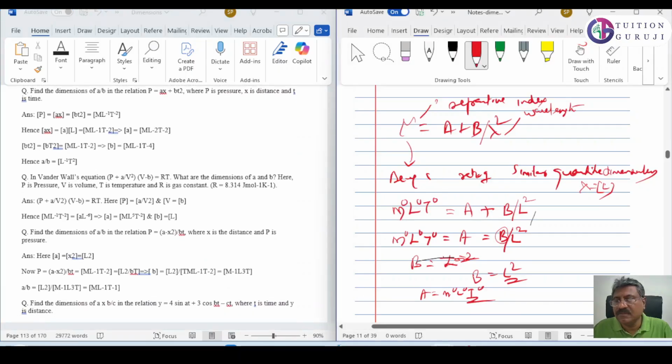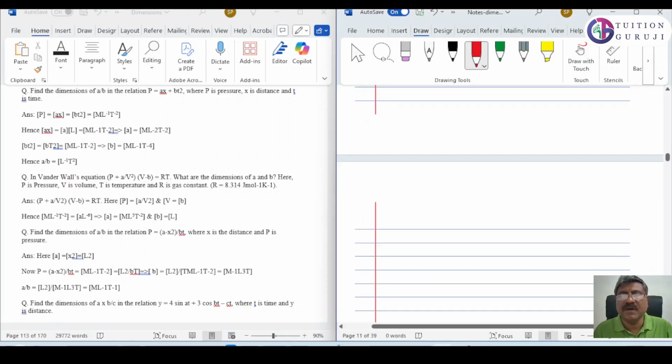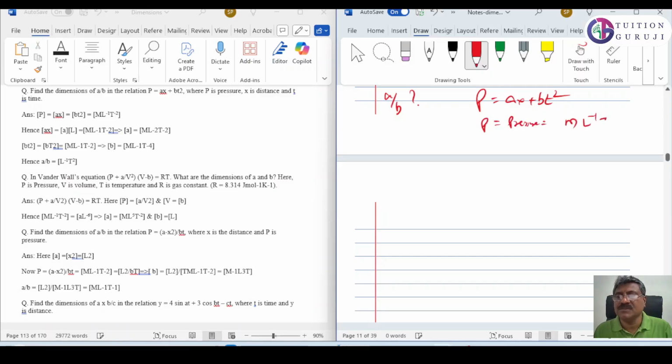Now next one, find the dimensions of a by b. What we are to find out is a by b. Now p is equal to ax plus bt square, where p is pressure, which is M L raised to minus 1 T raised to minus 2. x is distance, and t is time, of course. Now what happens? From this, p is equal to ax is equal to bt square.